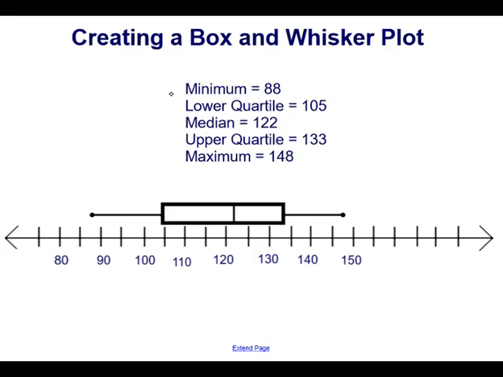So here we have our minimum of 88 approximately here at the end of that whisker, 148 approximately here at the end of that whisker. We have the median in the middle of our rectangle of 122. We then have our lower quartile marked at the left side of the rectangle or our box, and the upper quartile is marked at the right side of our rectangle or our box, all coming together to create the box and whisker plot.